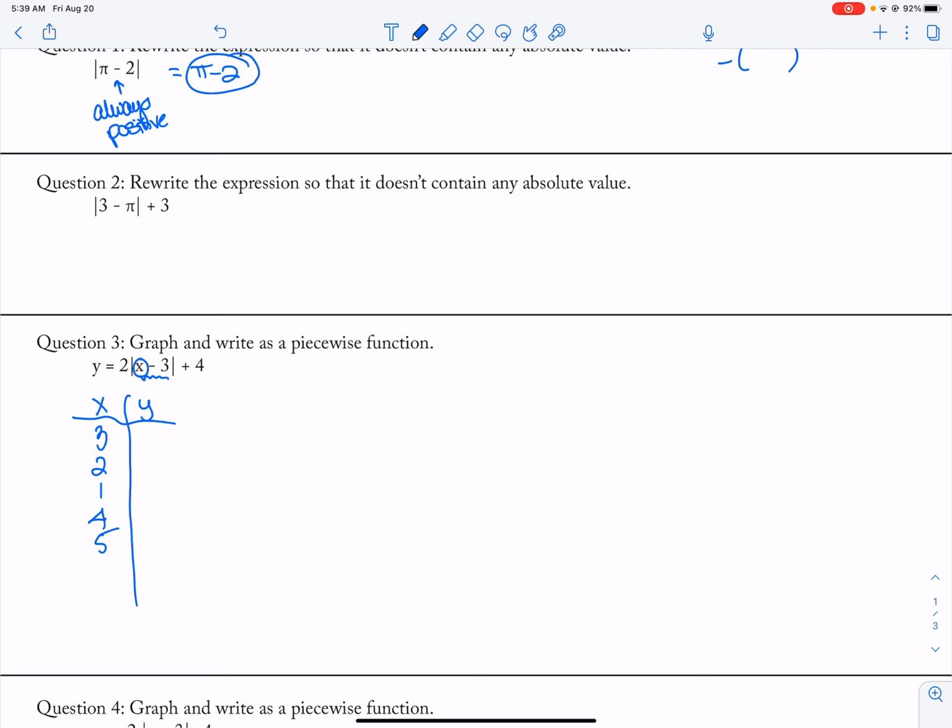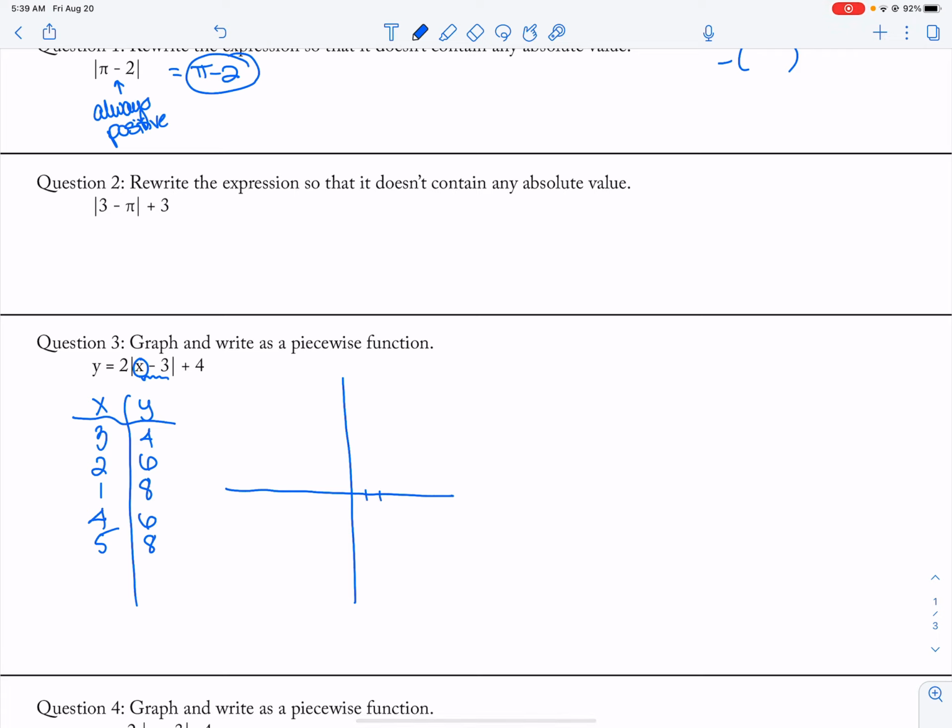When I plug in 3, I get 0, so then I get 4. When I plug in 2, I get absolute value of -1, which is +1, times 2, which is 2, plus 4, which gives me 6. When I plug in 1, I get 2 times 2, which is 4, so I get 8. Then I plug in 4, I get 6. And then I plug in 5 for x, and I get 8. So then I'm going to go ahead and draw my graph here. Anytime you don't know what you're doing as far as graphing is concerned, just pick some values, and then try to figure out what's going on from there.